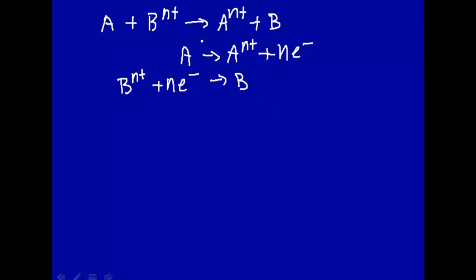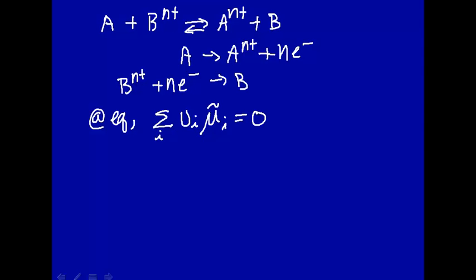Now let's let this reaction be at equilibrium. So at equilibrium, like we said in the previous lecture, the sum over all species of the signed stoichiometric coefficient of that species times the electrochemical potential of that species has to equal 0. And note that we have to use electrochemical potential because now we have charges, we have ions in our reaction. All right, now let's go ahead and do that.